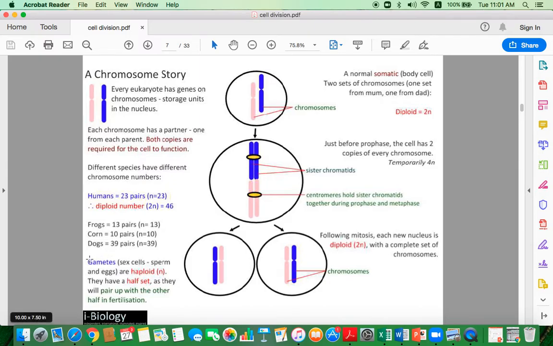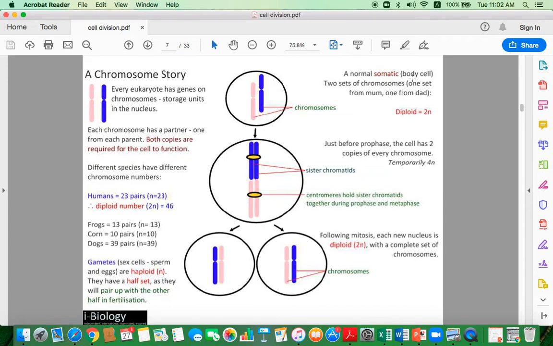And we need to understand what a gamete is. Gametes are sex cells, sperm and eggs. They are haploid, so just one set, n. They have a half set, as they will pair with the other half in fertilization. So 23 from one side, 23 from the other, male and female, okay?